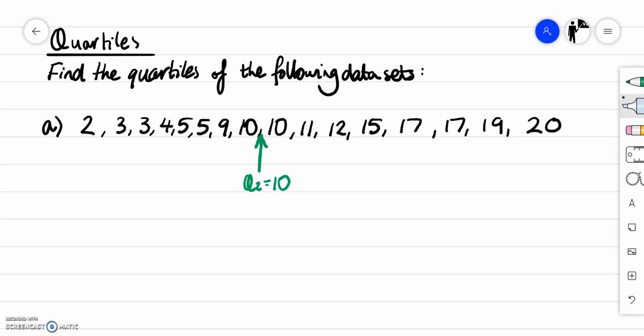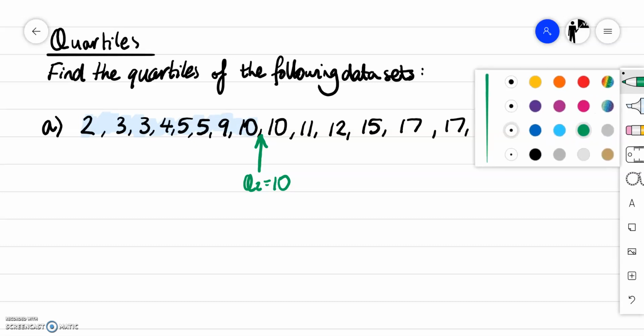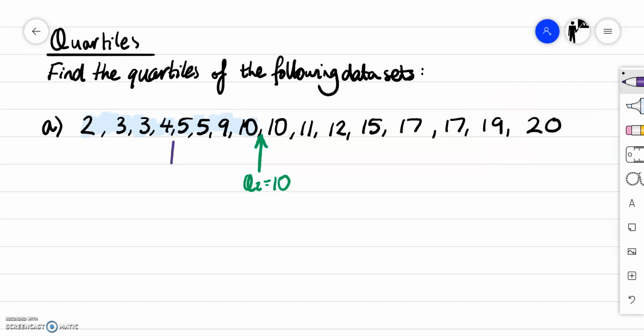What we're now going to do is work out the median of all the numbers to the left of where Q2 is. So we're going to go 2 and 10, 3 and 9, 3 and 5, and once again it's going to be in between two numbers. In this case it's in between 4 and 5. So Q1 is 4.5.